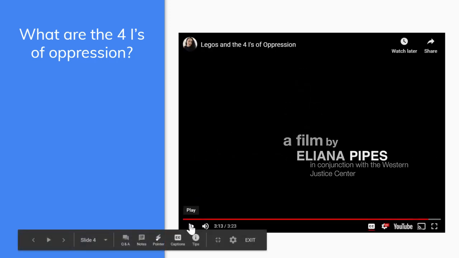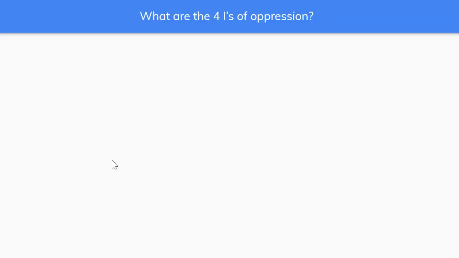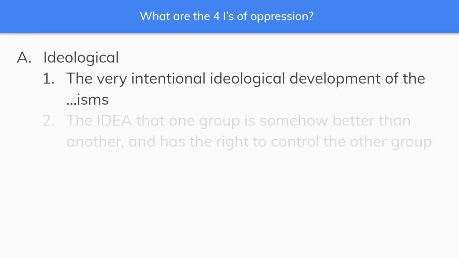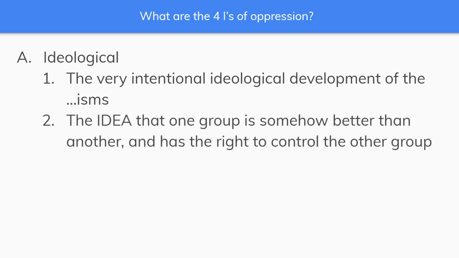All right, so let's jump into our notes. So what are the 4 I's of oppression? Our first one that we're going to go through is ideological. Ideological means the very intentional ideological development of the isms. It's the idea that one group is somehow better than another and has the right to control the other group.